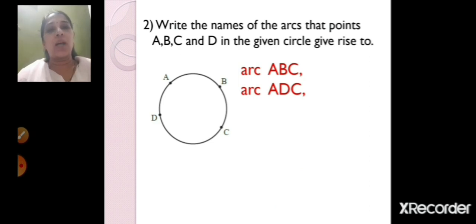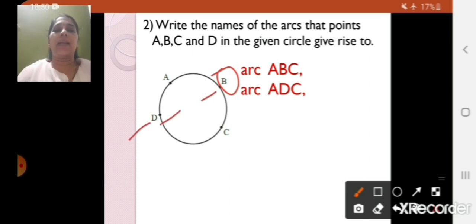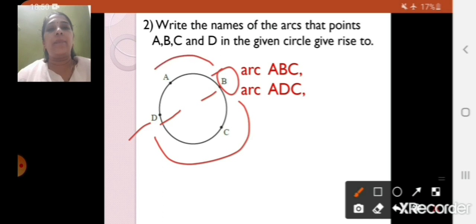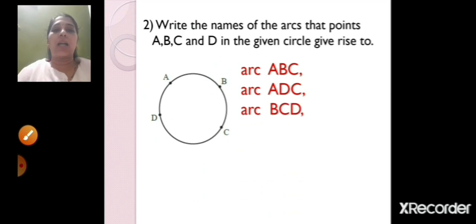Now let's move to the point B over here. Now we are going to make an arc at point B. So what will you do? Take from point B, you make a line till D. So what will your arc be? It will be BCD and BAD. So let's write it down, arc BCD and arc BAD. Now we have finished with point B.